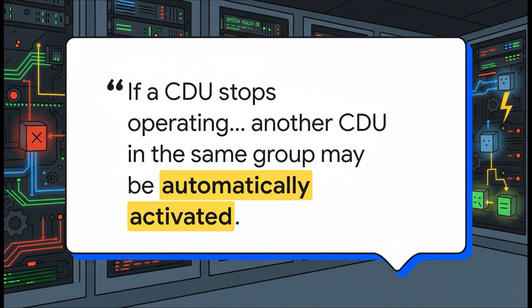This group setup also creates this really powerful automated failover system. So if the principal unit suddenly goes offline, another CDU can be automatically promoted to take its place. In some setups, you can even have standby units that will just activate and pick up the cooling load if any of the active units fail. For a mission-critical data center, this kind of redundancy is absolutely non-negotiable for maintaining uptime.